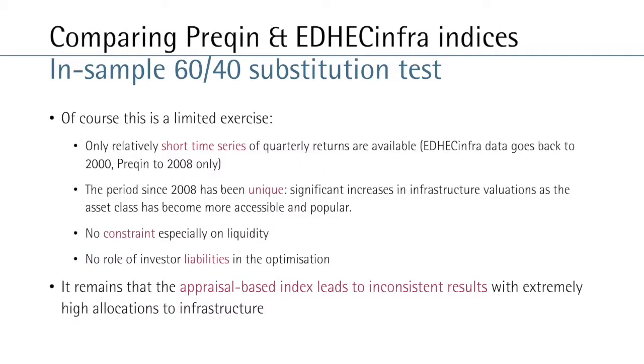Right, so I want to insist on this. This exercise has its limits. It's just an in-sample exercise. We're using a specific period, which is the one for which we could compare the Preqin and the EDHEC infra data. And it's quite a special period for infrastructure. Between 2008 and 2019, there was very strong performance. And it's also a short time series of quarterly returns. Okay, and again, there were no constraints. What these results clearly suggest is that in a more advanced exercise, using the Infra 300 should make more sense than using the appraisal-based index data.